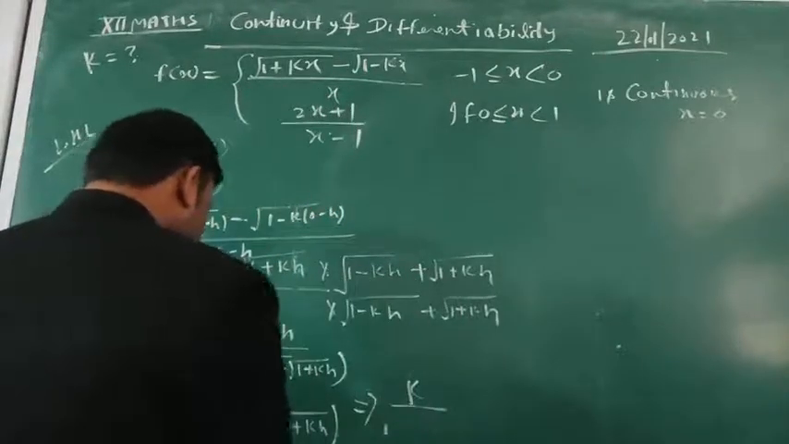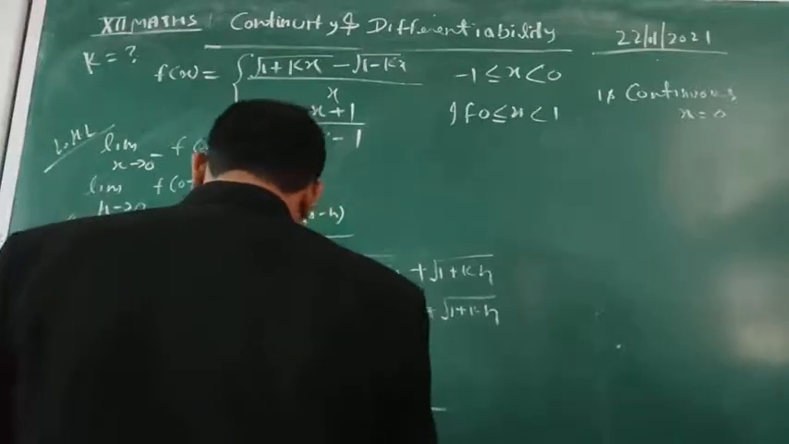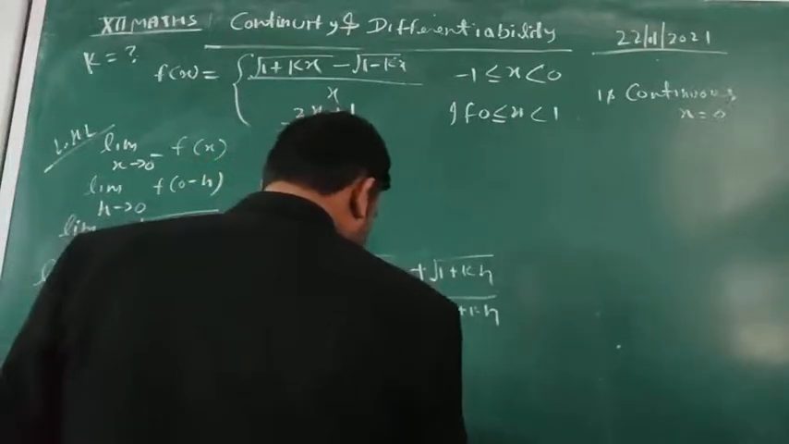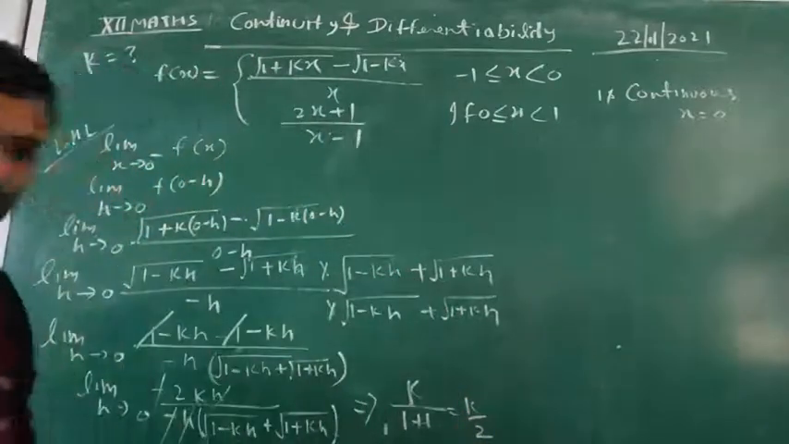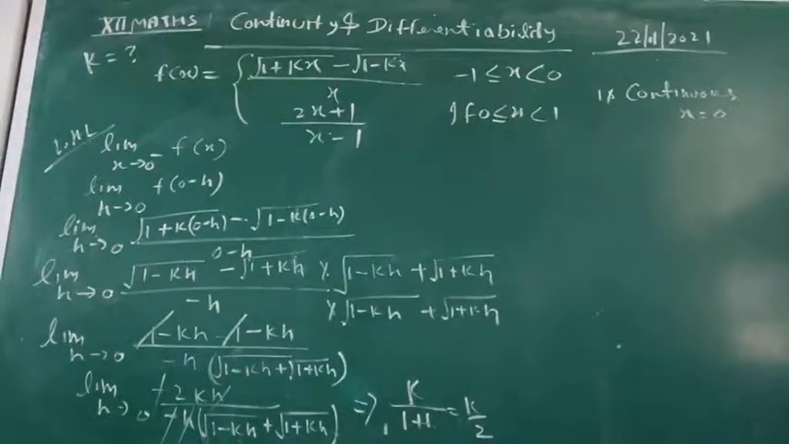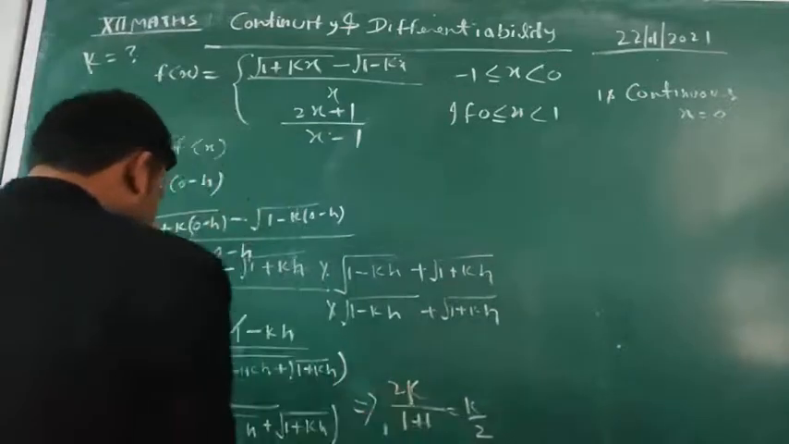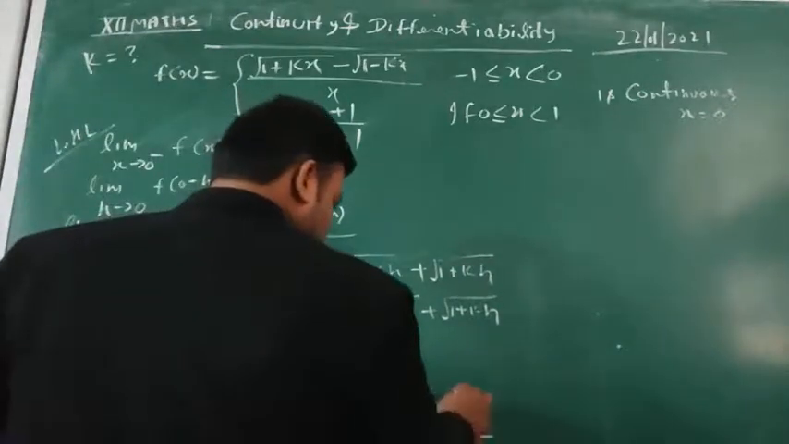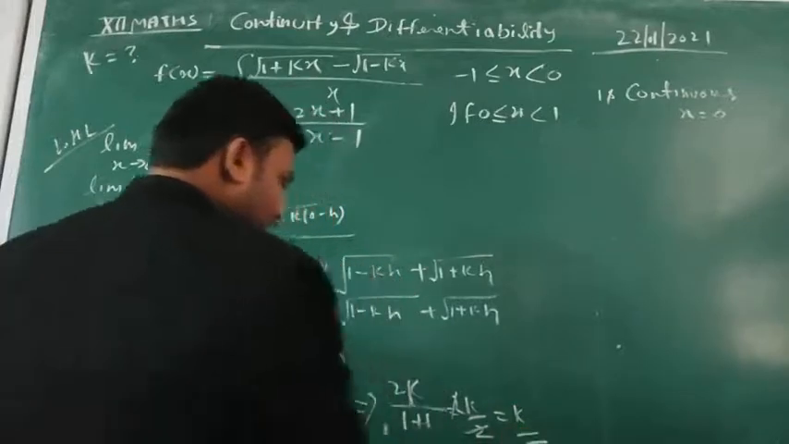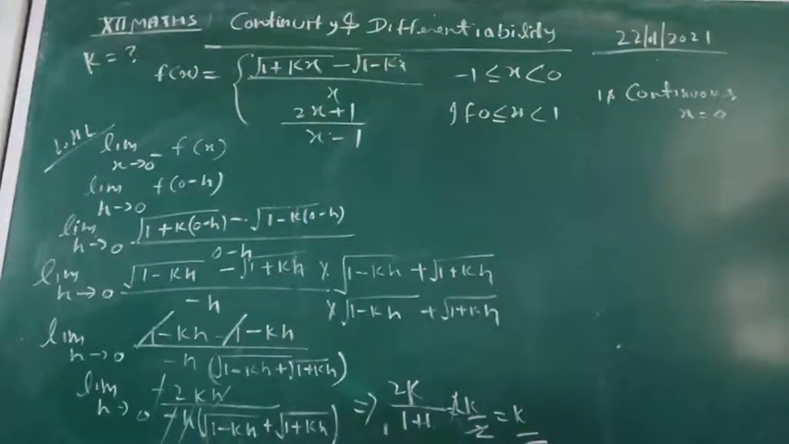this part is 0, 1 plus this part is 0, 1, and 2. So this is k by 2. Okay student, so left hand limit is, and here is 2 also in the numerator, so this will be cancelled with this. So this is our k. So left hand limit is k.